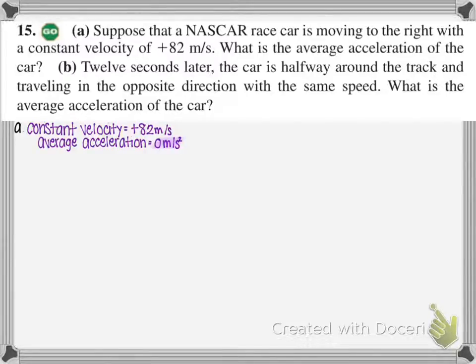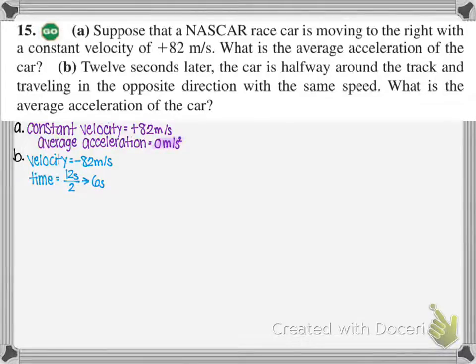Now, for part B, it says 12 seconds later, the car is halfway around the track and traveling in the opposite direction with the same speed. What is the average acceleration of the car? Now, the velocity of the car is now negative 82 meters per second.